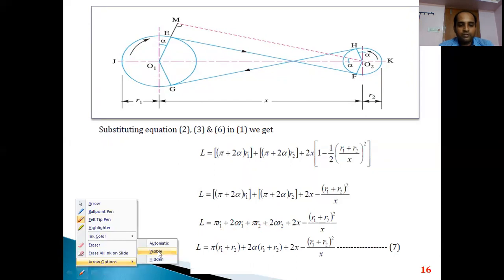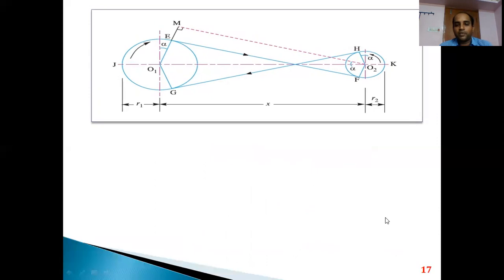Now, as we proceed with the further simplification, it gets reduced to this format, that is L is equal to pi of (R1 plus R2) plus 2 alpha (R1 plus R2) plus 2x minus (R1 plus R2) whole square by x. Here I need to simplify the value of alpha in terms of radii R1 and R2 and x. So again, I go back to my right angled triangle, that is O1 O2 M, to calculate the value of alpha. So how is it done?